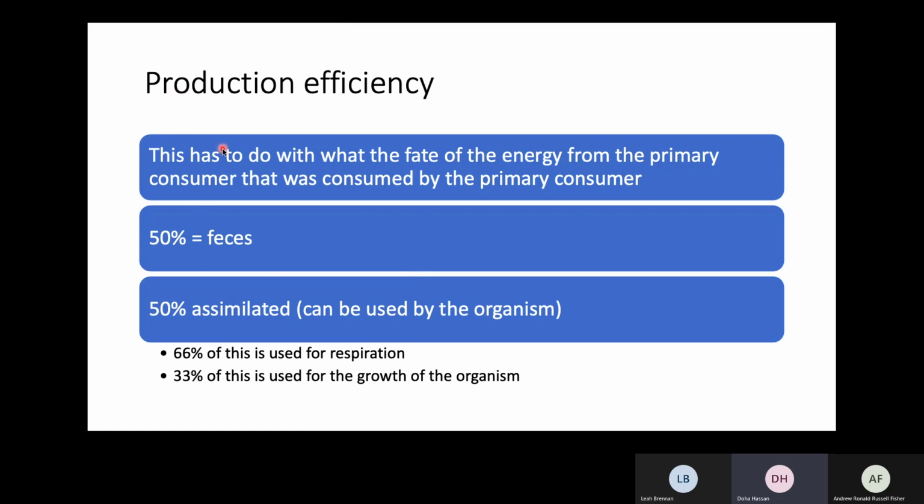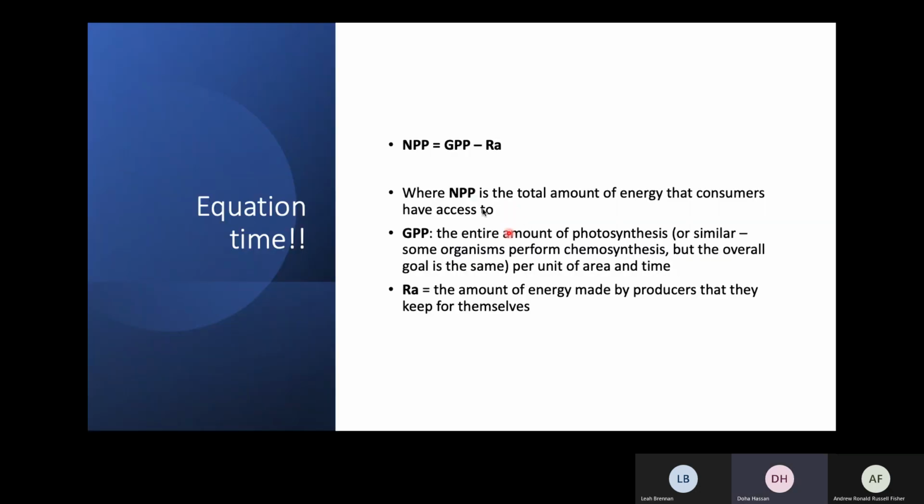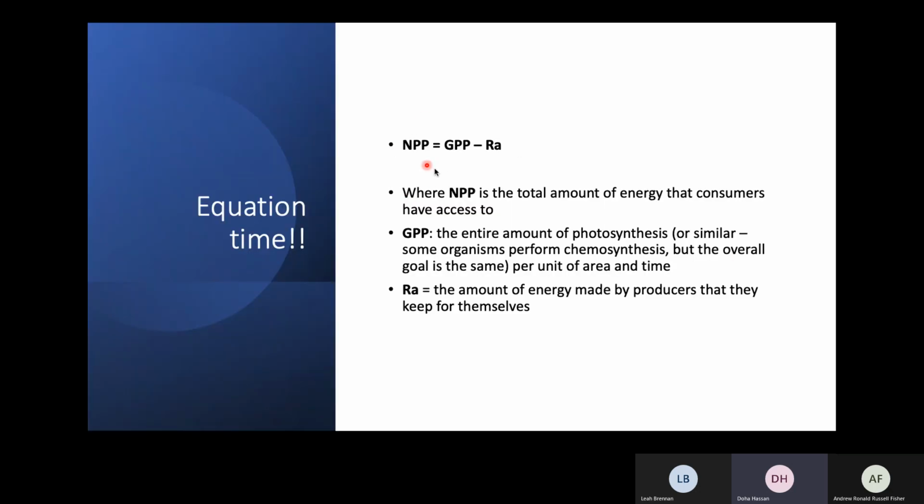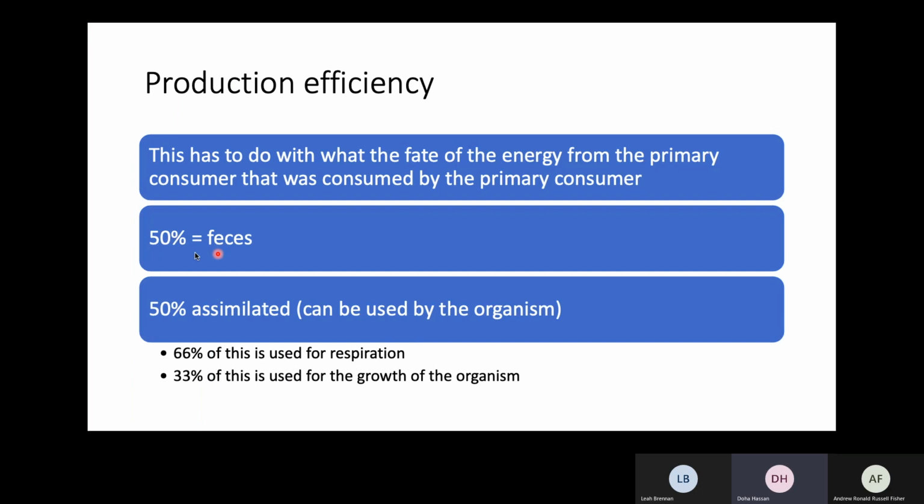Let's talk about a different term, which is production efficiency. This has to do with the fate of the energy from the primary producer that was consumed by the primary consumer. We said that NPP is the amount of energy available for the primary consumers to access, but what do they actually do with that, how much of that energy actually ends up being used, and how much of it is lost as heat? So 50% of the energy that is consumed, 50% of this NPP that they have access to, is excreted as feces.